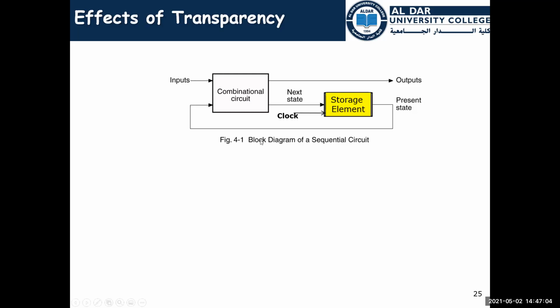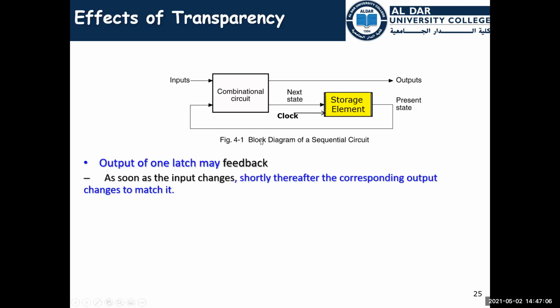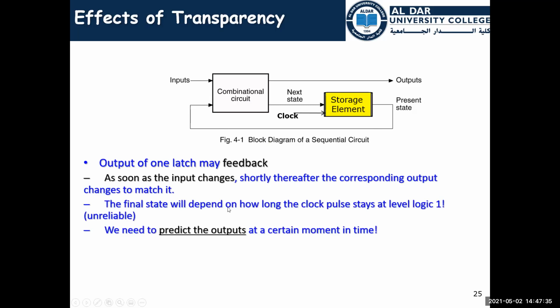I want to have an example for this transparency. The output of one latch may feed back to another input. As soon as the input changes, shortly thereafter, the corresponding output changes to match it. Okay, this is the transparency combination.